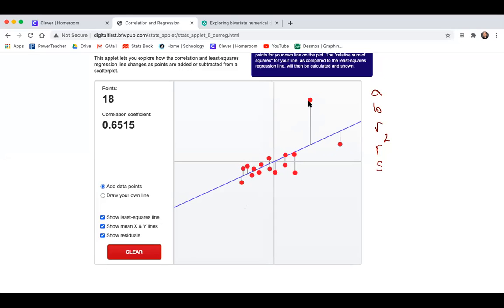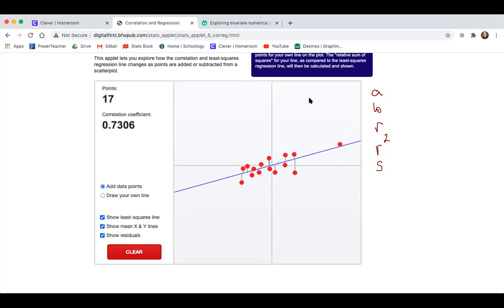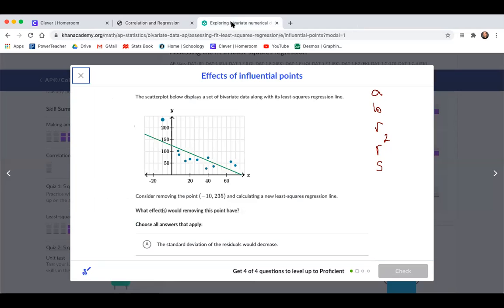And hopefully you're able to come up with, if I take this away, the average error between our predictions, which is on the blue line, to the actual values, which are the red dots, it's going to decrease. If I take this away, the average error of our predictions is going to decrease. So that's the gist of influential points. Let's go through a couple exercises in Khan Academy.